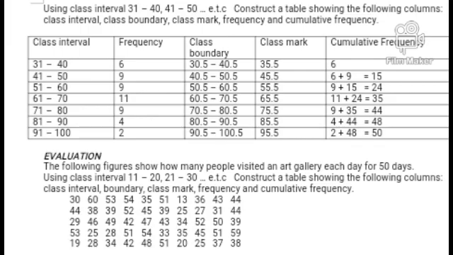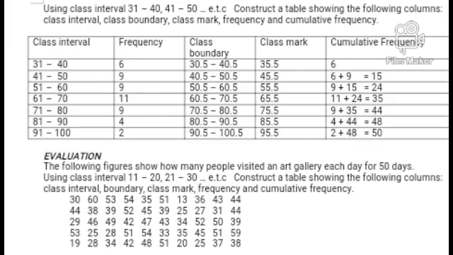And the class boundary is what? 30.5. Remember, you subtract 0.5 from 31 and you add 0.5 to 40. So that is 30.5 to 40.5. Then when you add the two limits together and divide by 2, you get your class mark, which gives you 35.5. That's what you will do for all of them on that table.